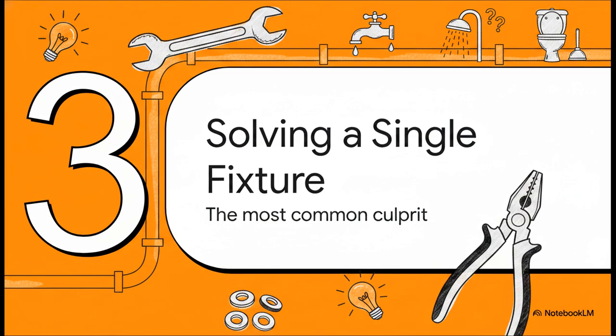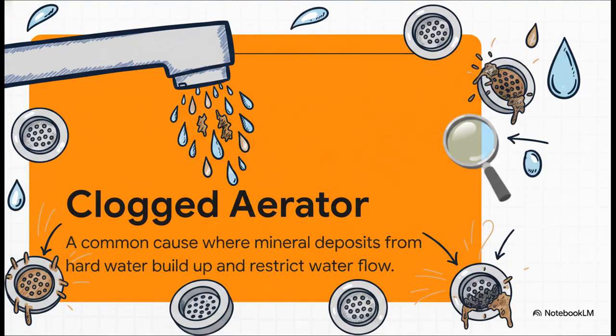Okay, so let's start with the easy path. If you went around your house and discovered the problem is just in one fixture, well, congratulations. The cause is most likely something you can fix yourself in just a few minutes, and you probably won't even need any special tools. So meet your number one suspect, the faucet aerator.